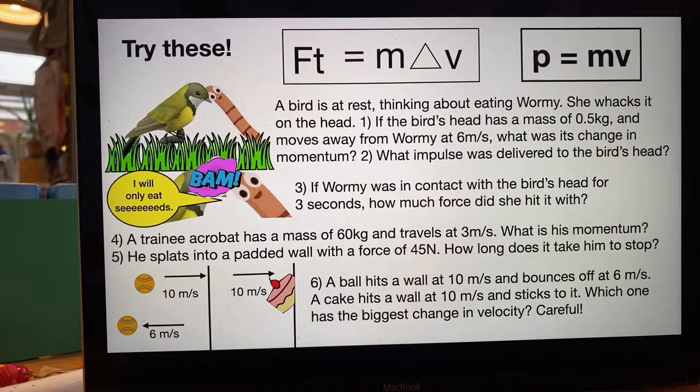A ball hits a wall at 10 meters per second and bounces off at 6 meters per second. A cake hits a wall at 10 meters per second and sticks to it. Which one has the biggest change in velocity? I will do these with you, and then we'll go through them.